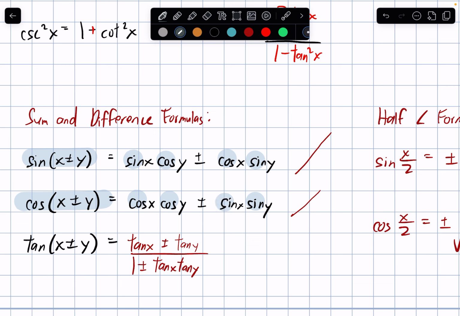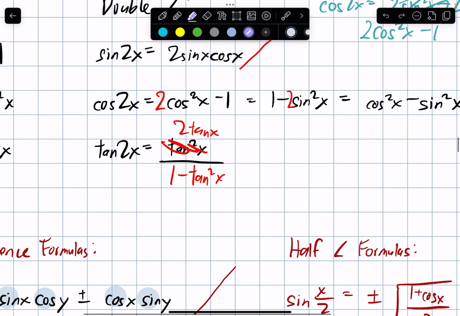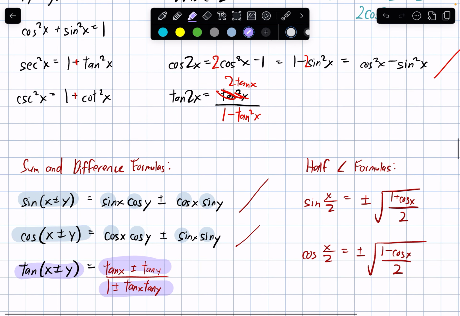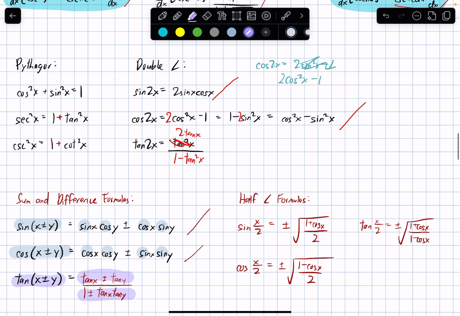Okay? For tangent of x plus or minus y, that's going to be tan x plus or minus tan y in the numerator. And in the denominator, it's going to be 1 minus or plus tan x tan y. This is written in red. I don't remember it, so I still have to recall it. By the way, I almost forgot to mention this too. Actually, I don't like tan 2x. I still don't remember. Let's see if there's a pattern. Never mind. So tan 2x is 2 tan x over 1 minus tan squared x. That's it. Find a way to memorize it on your own.